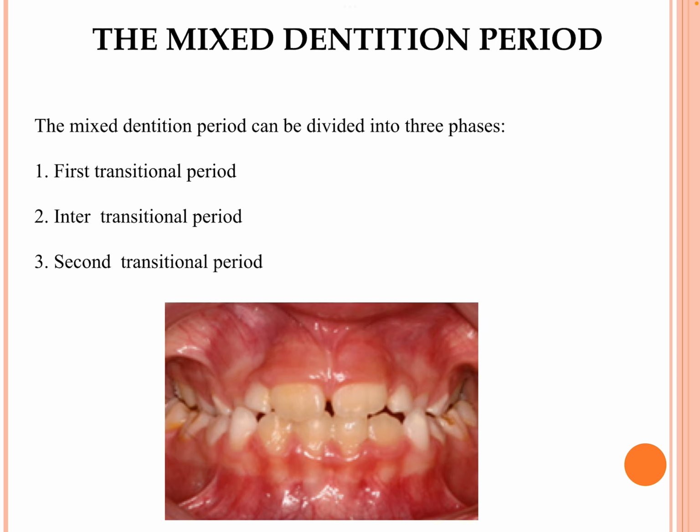The second phase, that is the mixed dentition period. The mixed dentition can again be divided into 3 stages: first transition period, inter-transition period, and second transition period.